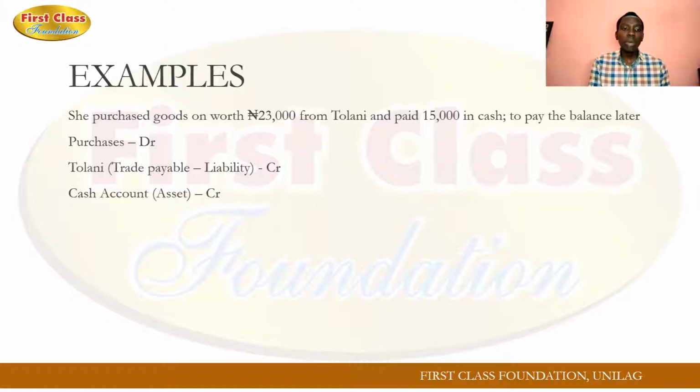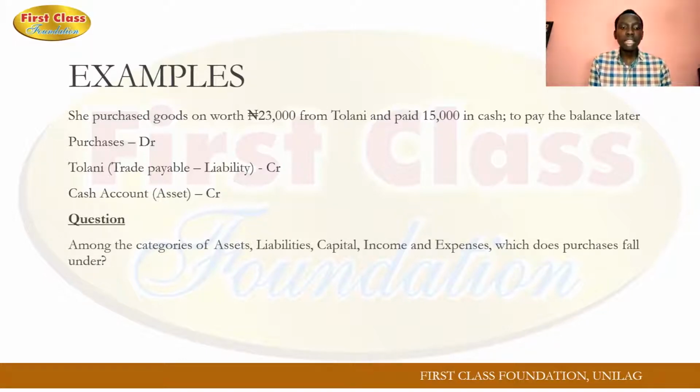But then why are we debiting purchases? So that's why we have this question. Among the categories of assets, liabilities, capital, income, and expenses, which does purchases fall under? So for a moment, think and answer the question. Alright, so purchases, we cannot categorically say it falls under assets, liabilities, capital, income, expenses, or any of that.